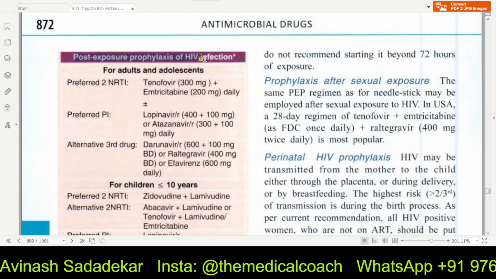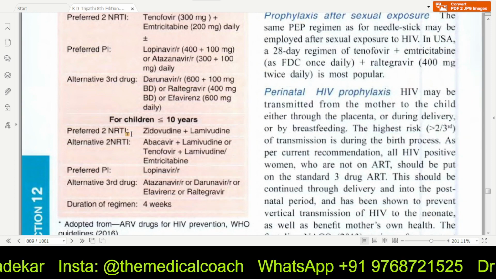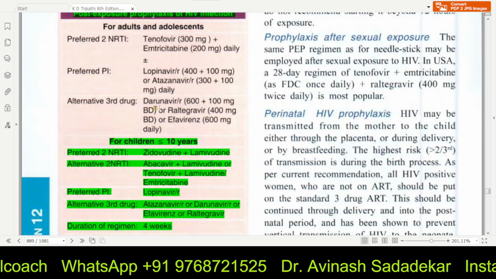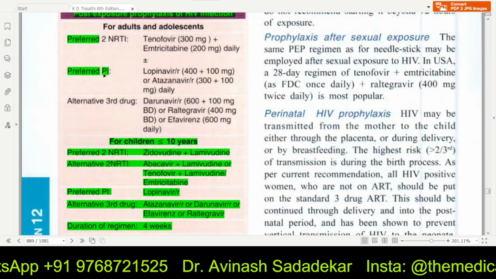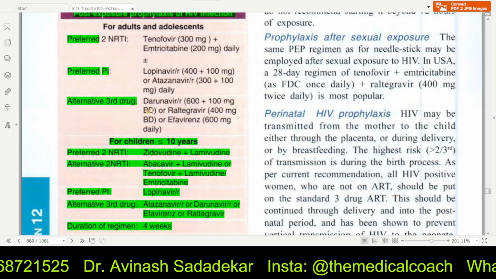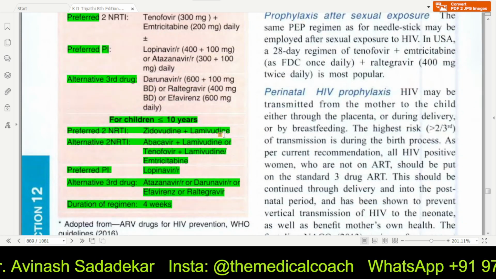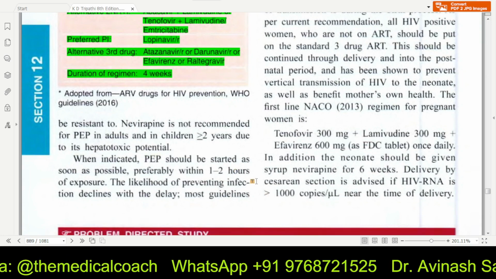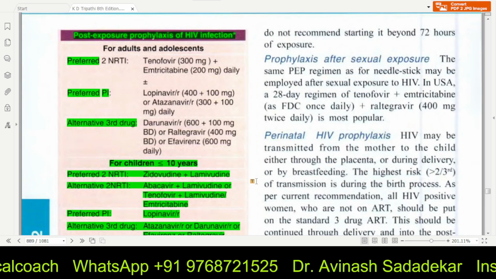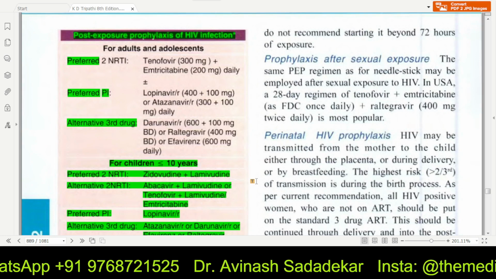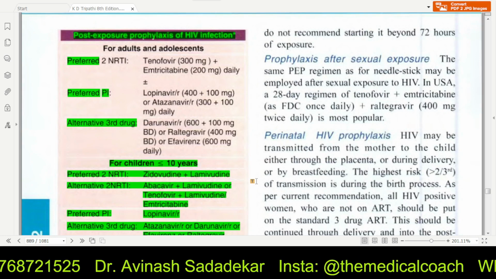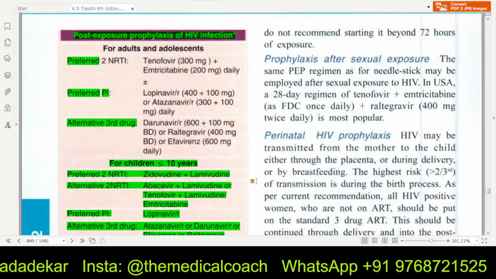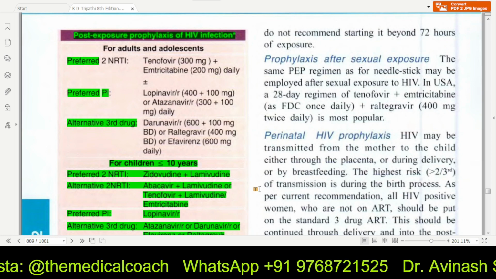So this is the post-exposure prophylaxis table that you will have to learn by heart. You can skip the children part, but for adults you need to do this. The preferred 2 NRTIs, the preferred protease inhibitors, and the alternative third drug. Please remember this, given for 4 weeks. Very simple. You need to write that. Okay, now this is something that is very important. Prophylaxis after sexual exposure is the same as for needle stick injury. A 28-day regime of tenofovir, emtricitabine plus raltegravir is most popular.